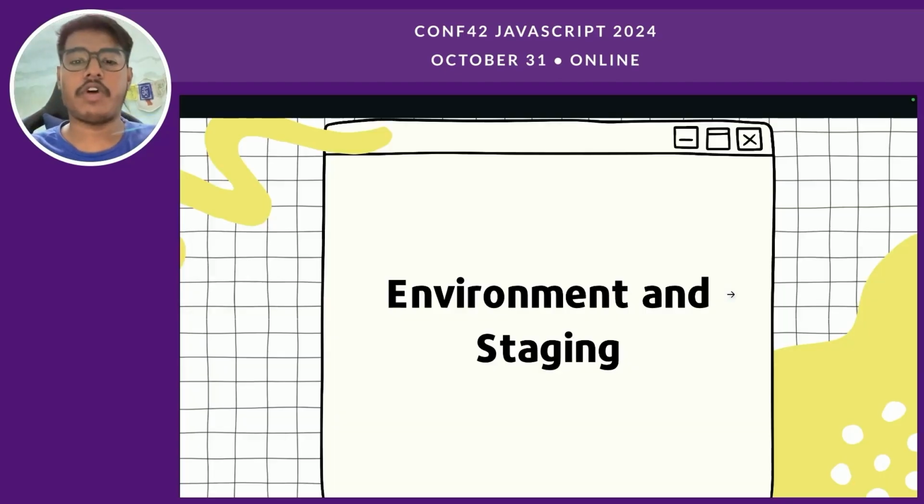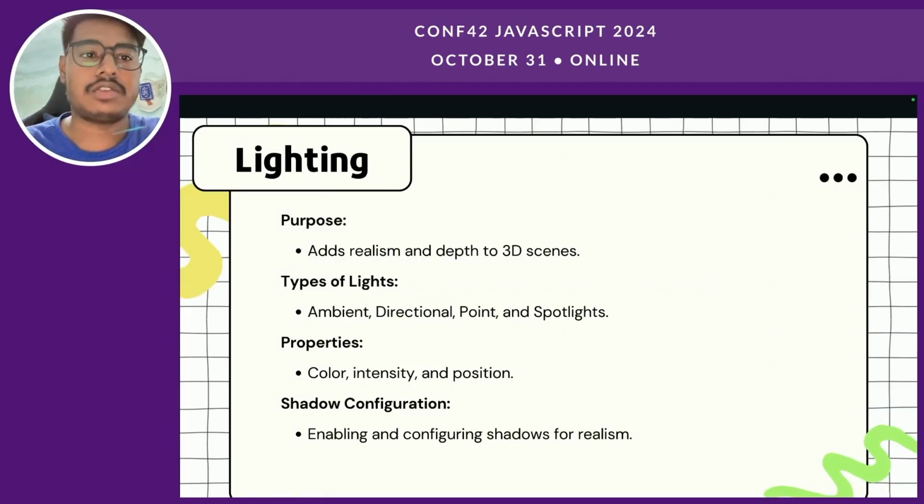So let's talk about environment and staging. Till now, we have only been playing with our object, not with the environment surrounding it. So now let's play with our environment. First, lighting. Lighting gives more realism and depth to our 3D scenes. Till now, we don't have any light in our 3D scene, but we are still able to see the object because, as I said, mesh basic material doesn't need lighting. Rather, mesh standard material needs lighting.